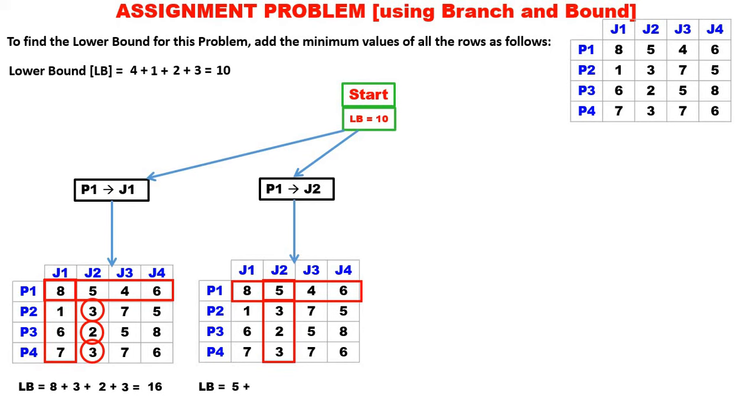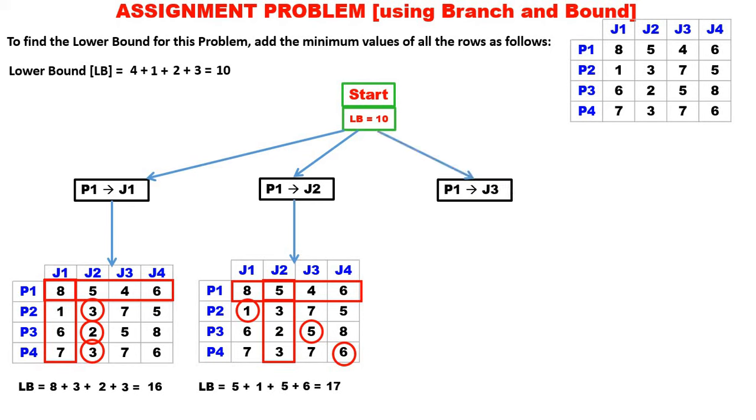Very good. Next, in the second row, you have to find out the minimum value. Among 1, 7, 5, which is the minimum value? 1 is added. Third row, 6, 5, 8, which is the minimum value? 5 is added. Fourth row, 7, 7, 6, which is the minimum value? 6 is added. So what do you get? You get 17. Very good. Next, what is the next?